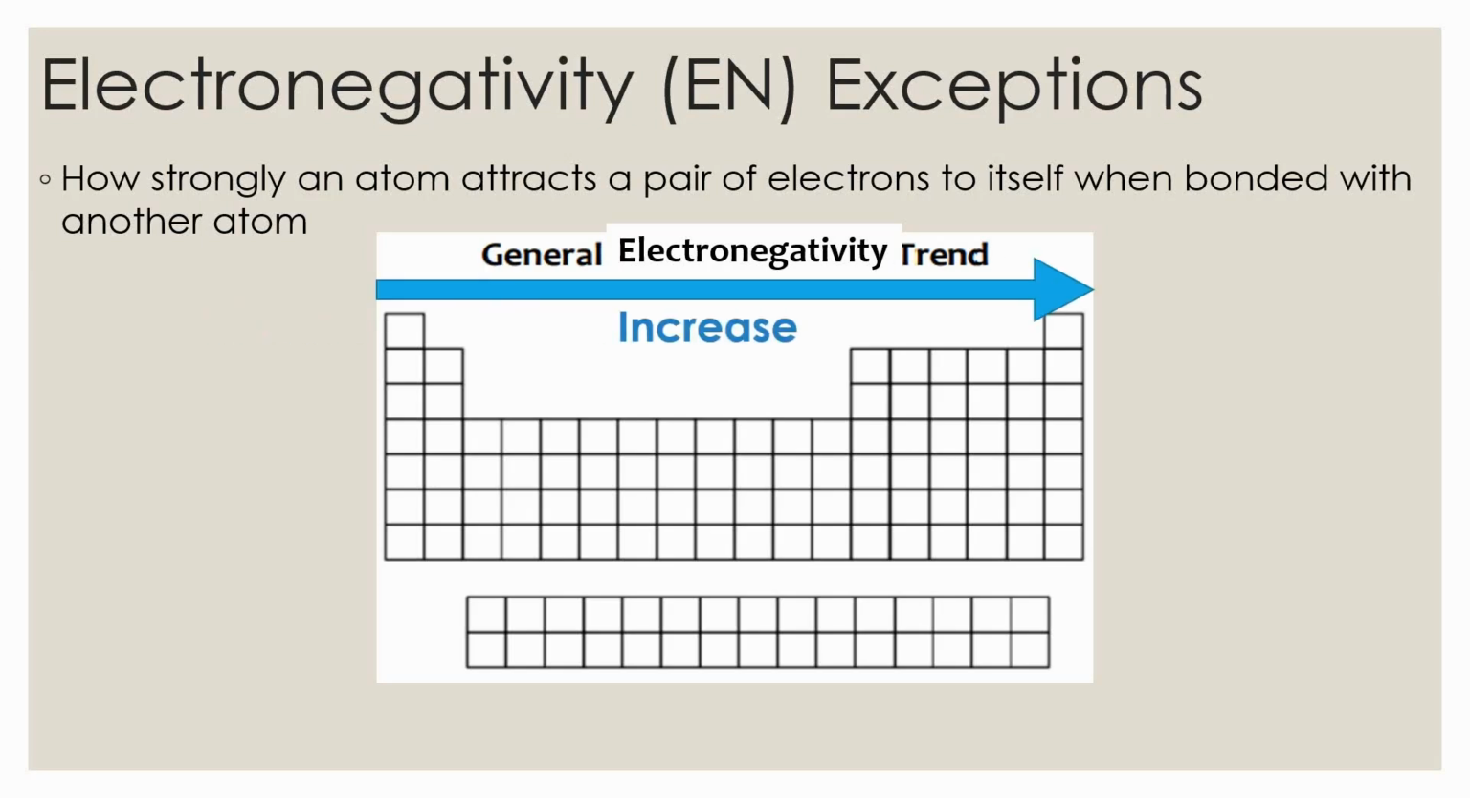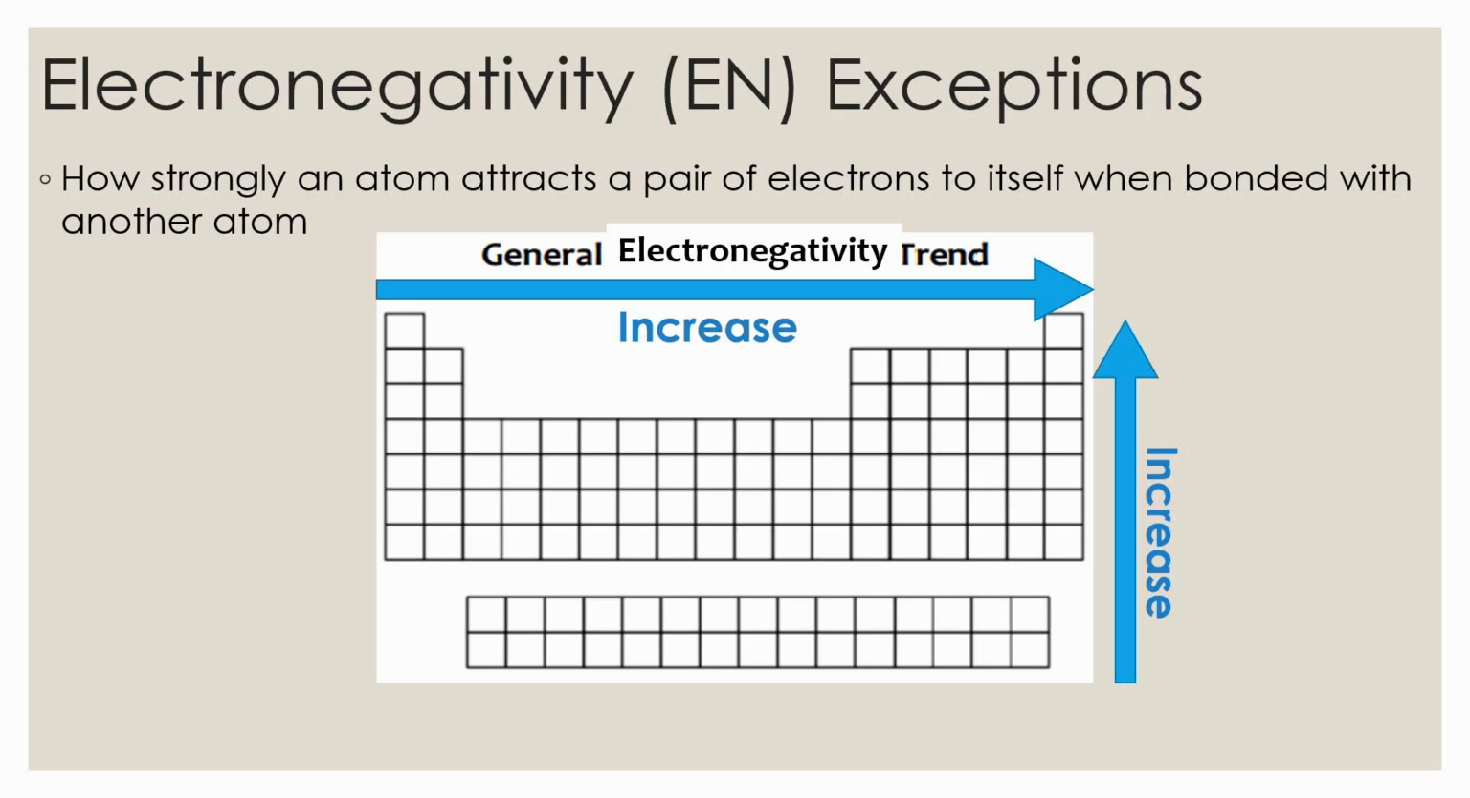And we learned that this increases left to right across the table because that nuclear charge increases, attraction increases. And we learned that it increases from the bottom of the table to the top of the table because there are fewer energy levels, so there's a smaller distance, so there's more attraction. And that is true basically all of the time. Electronegativity increases left to right, bottom to top.